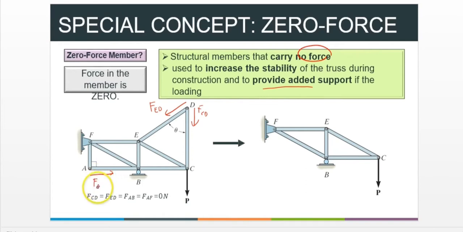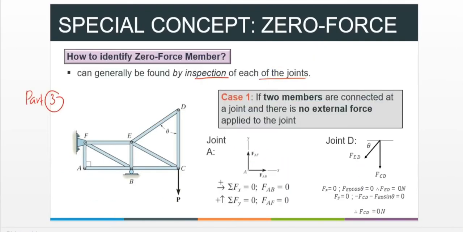Right, and then from point A, which is F_AB and F_AF. Okay, so these are the two forces here, which kita boleh buang lah. Sebenarnya dia carry no force. So they are used for increasing the stability and providing added support. Right, this is the first case.